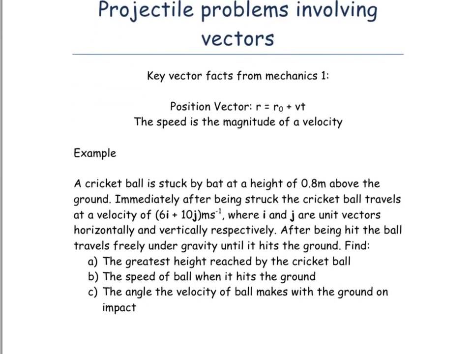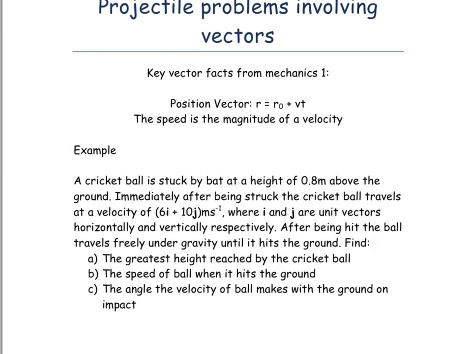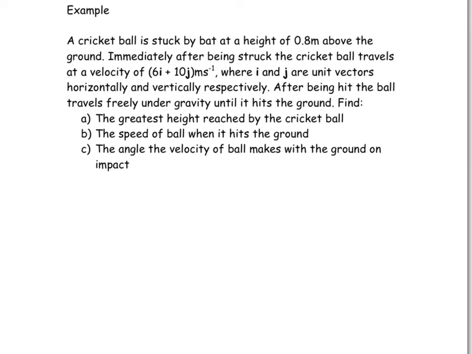Now, let's have a look at an example of a projectile problem involving vectors. A cricket ball is struck by a bat at a height of 0.6 metres above the ground. Immediately after being struck, the cricket ball travels at a velocity of 6i plus 10j metres per second, where i and j are unit vectors horizontally and vertically respectively. After being hit, the ball travels freely under gravity until it hits the ground. Find the greatest height reached by the cricket ball, the speed of the ball when it hits the ground, and the angle the velocity of the ball makes with the ground on impact.